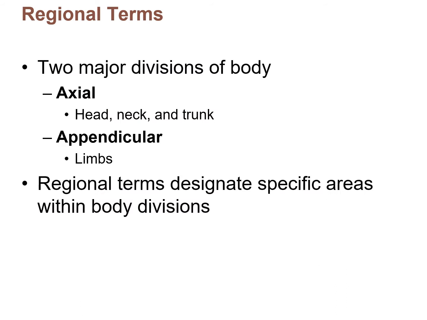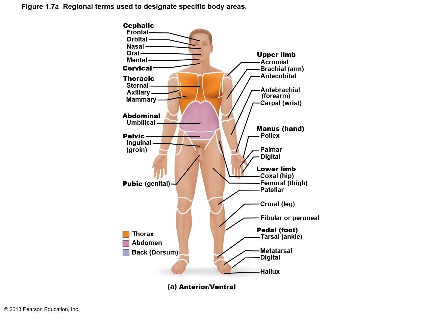Alrighty, some regional terms to also discuss are axial and appendicular. Axial is when you think of your head and your neck and your trunk. Appendicular comes from the term appendages. Appendages are basically your limbs, like your arms and your legs, and your pelvis. That would be under the appendicular region.